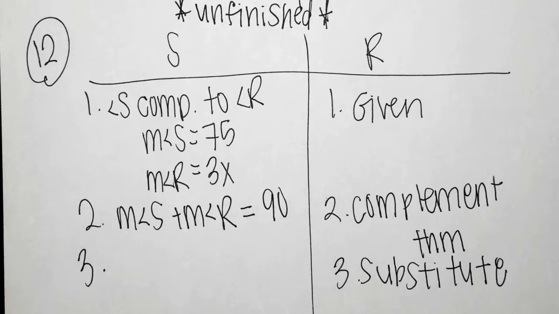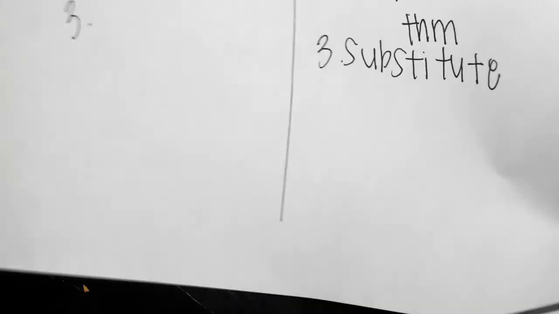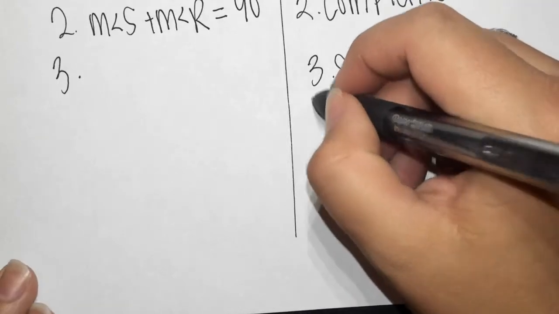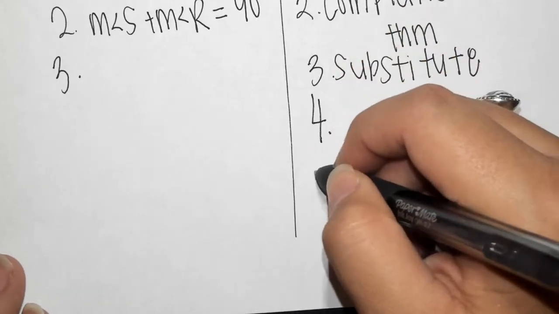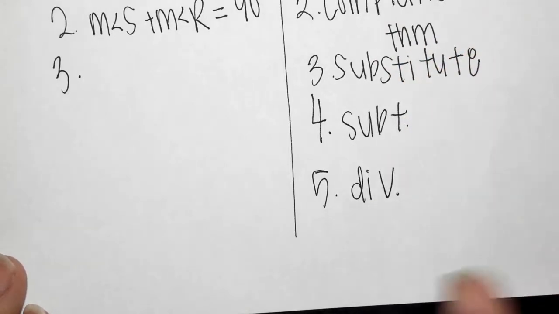Once you're done, I want you to start looking at 15. So, we are skipping 13 and 14. I'm leaving those for homework. So you should have gotten 5. You should have had substitute, and then you should have had, what? Subtraction. Then you should have had division. Was that it? All right, let's look at 15.